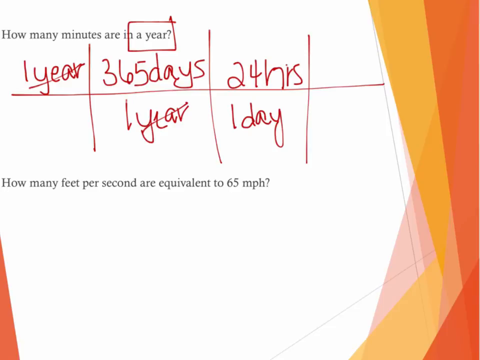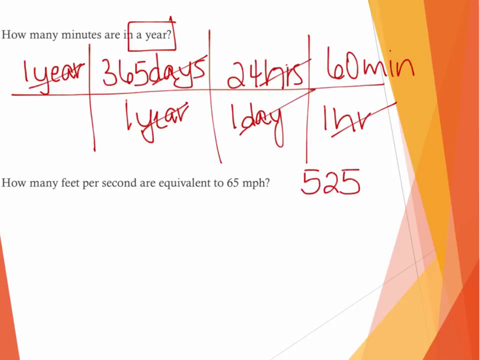I know that 1 day has 24 hours. Again, you don't have to think too hard about where the conversion factors go. You just want to make sure that they're opposite of each other so that they'll cancel. Lastly, we have 1 hour is 60 minutes. So I have 365 times 24 times 60. So I have 525,600 minutes.